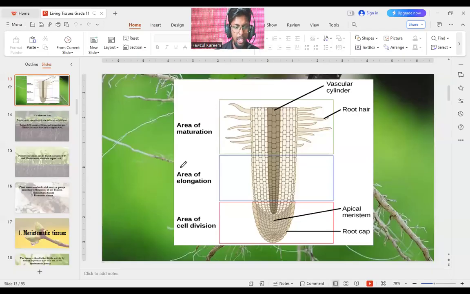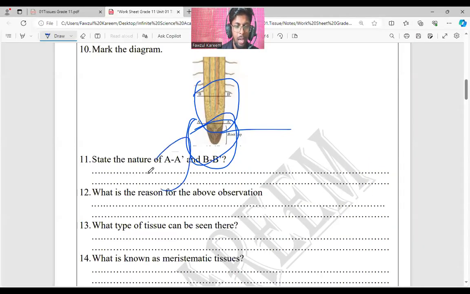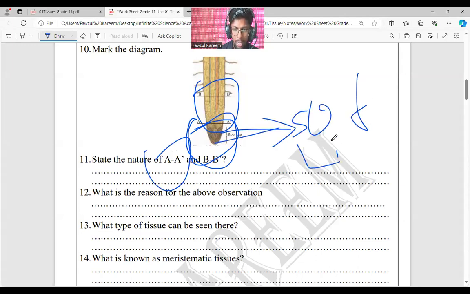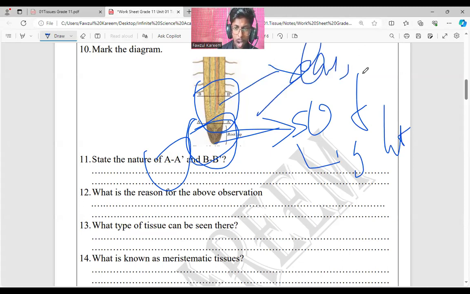So what is the answer for this one? State the nature of A dash. A dash was soft and light color. And what about B? It was dark color and it was hard.